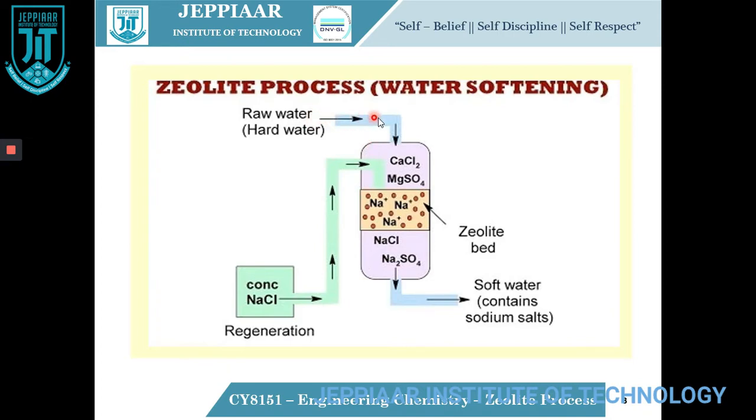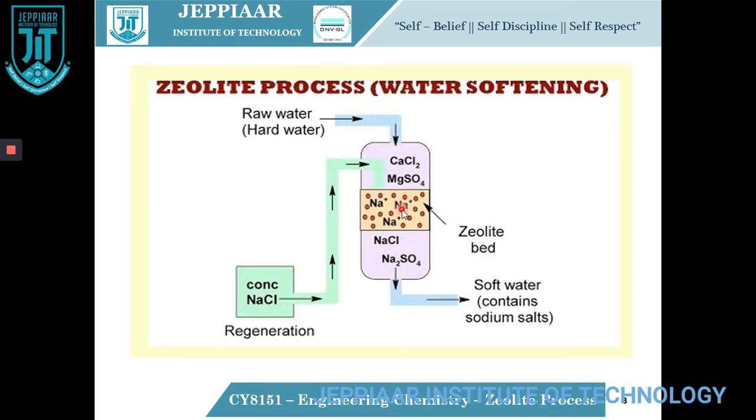Now, from the top of the cylinder, I pour the raw water. Raw water here represents the hard water. Hardness means the water contains calcium and magnesium ions in it. When this hard water is poured into the zeolite bed, it will react with the sodium zeolite. So it will undergo an ion exchange process.